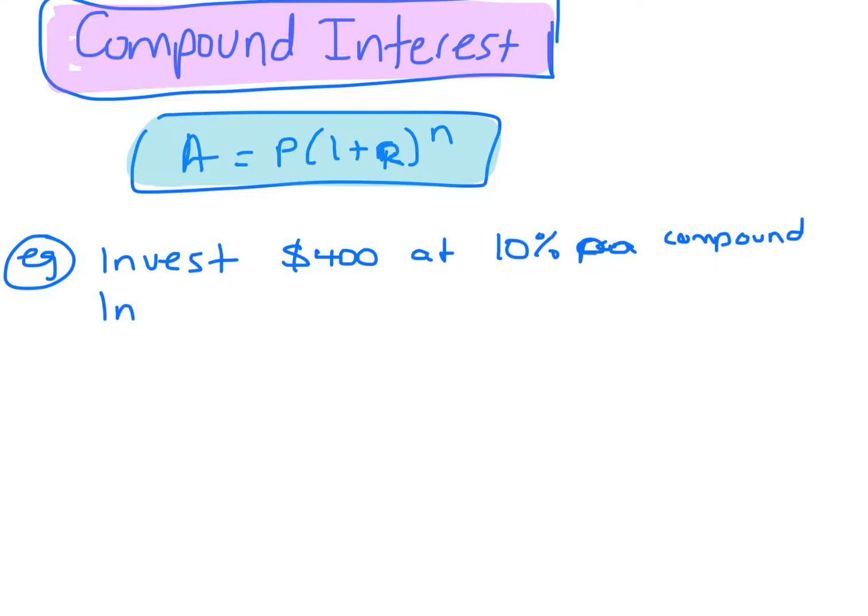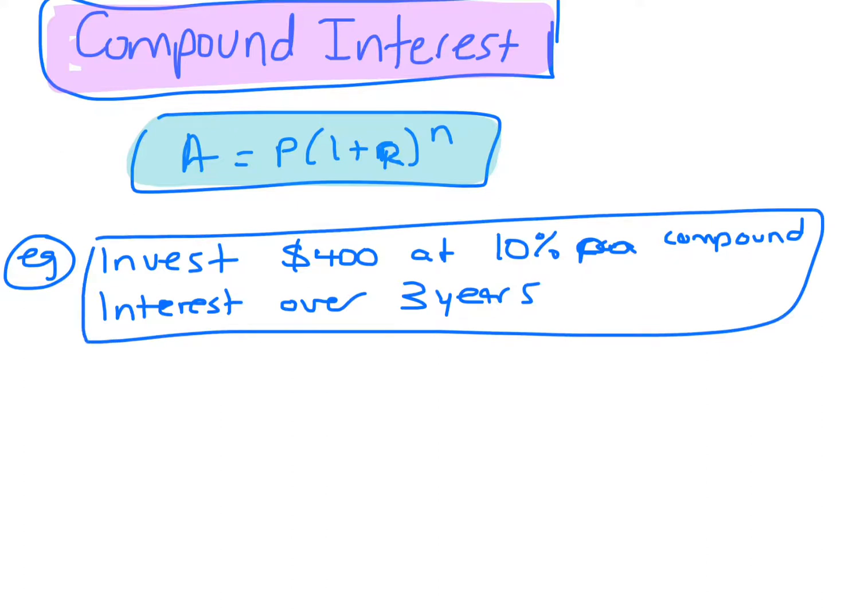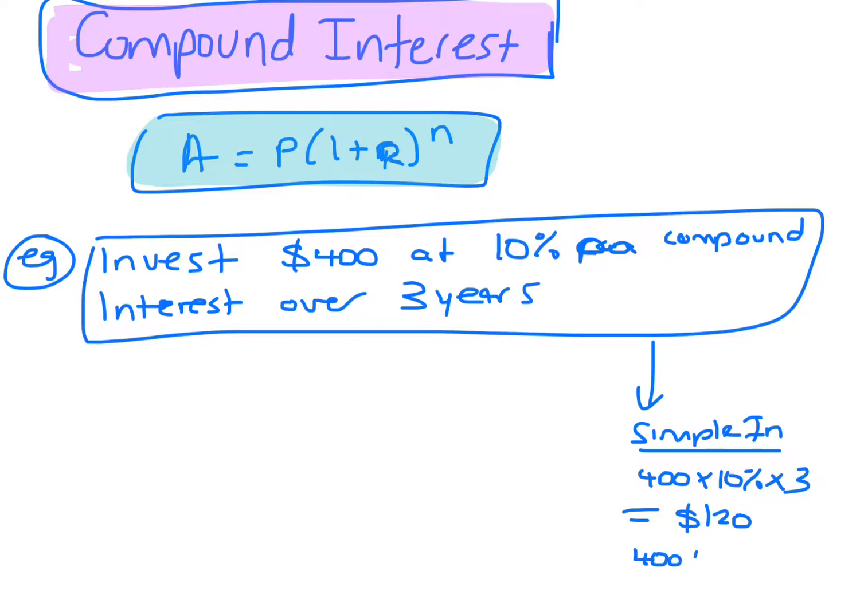We're just going to do it over 3 years because that's quite doable. If it was simple interest, then it's just going to be the same each year. So you just multiply them all together, and that will give you the interest. It'd be 400 times 10%, and then times 3. So your interest there would be 120, and your 400 plus 120 gives you $520. That's what the value of your investment would be if you did it using simple interest.